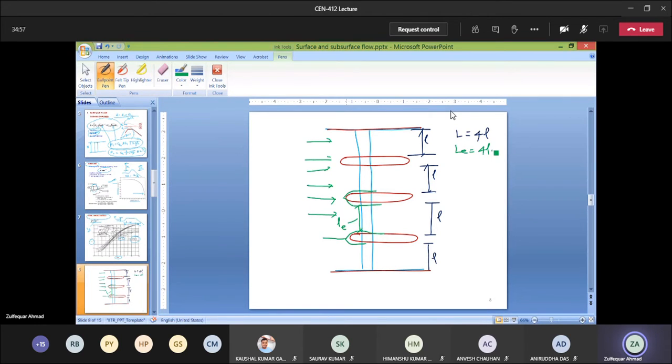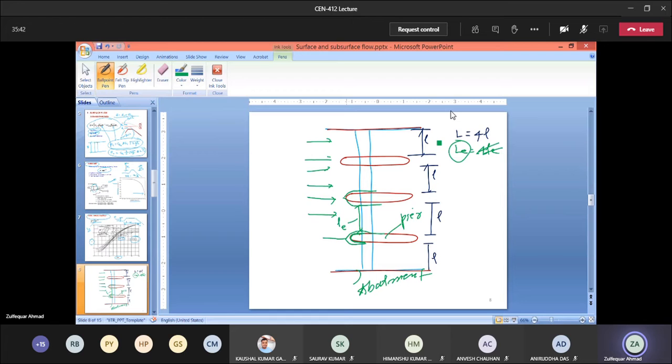So your LE is equal to 4, but I'm not writing exactly 4 times LE, because the contraction will be different in the case of the abutment. This is the abutment, and this one is the pier. Also, depending on the shape of the upstream nose of the pier, the contraction will be different. The effective waterway is the total clear waterway minus the contracted part.